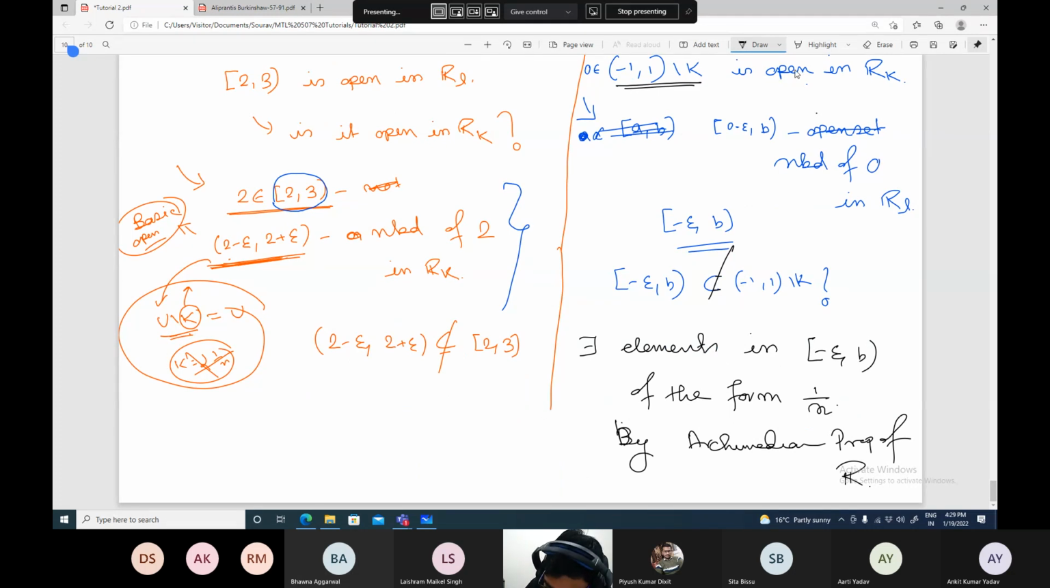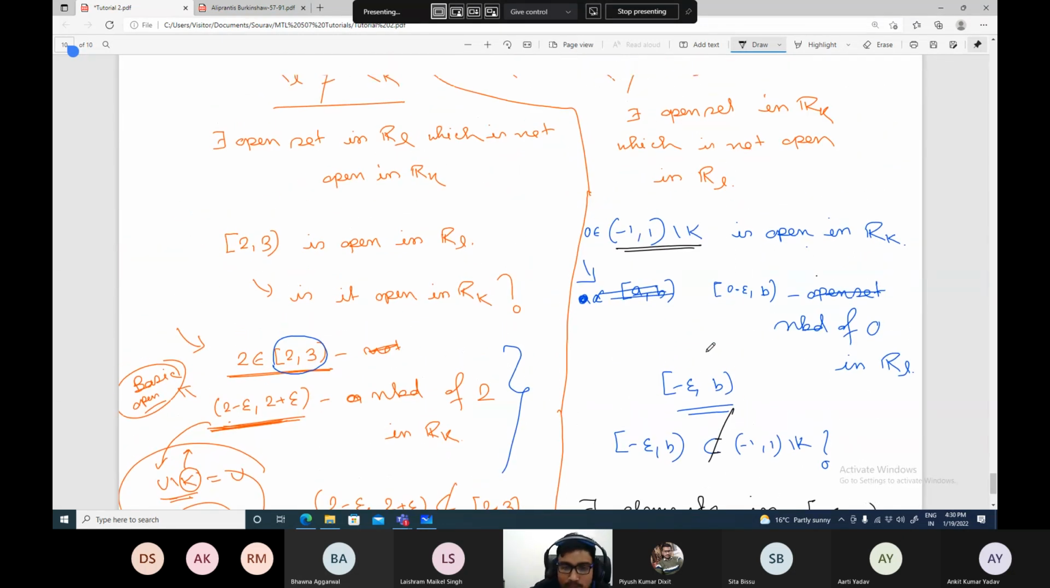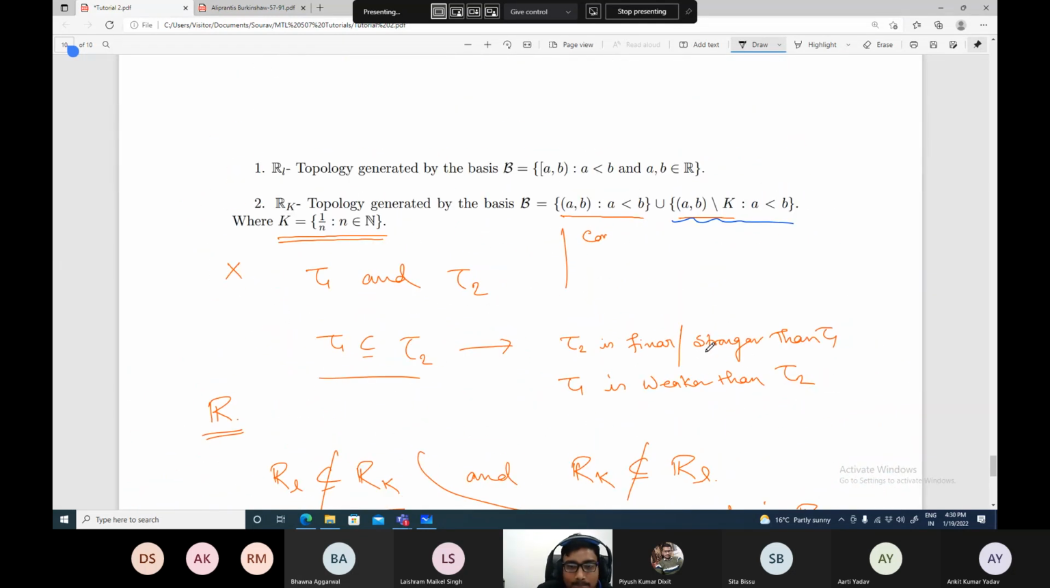(-1, 1) minus K is not open in RL. This is it. So we can say that these two topologies are not comparable.